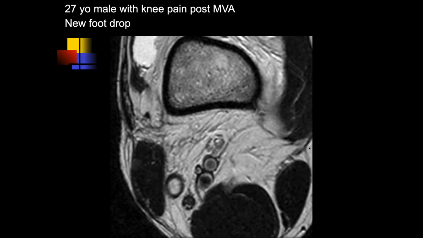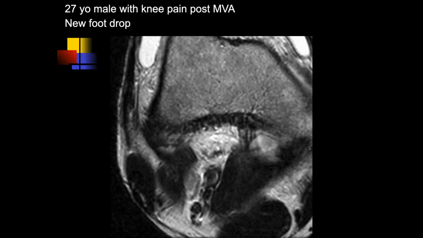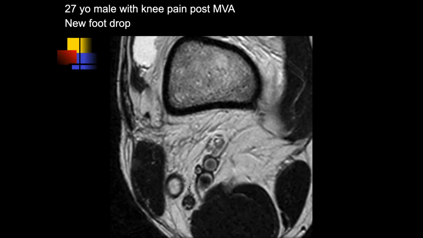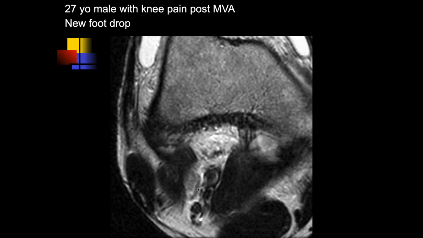I can't tell if that's the common peroneal nerve and it disappears. Okay, there's the common peroneal nerve, and then there you can see it's very swollen and cystic. And then more peripherally, you can see it's also abnormal signal, abnormal configuration, enlarged.